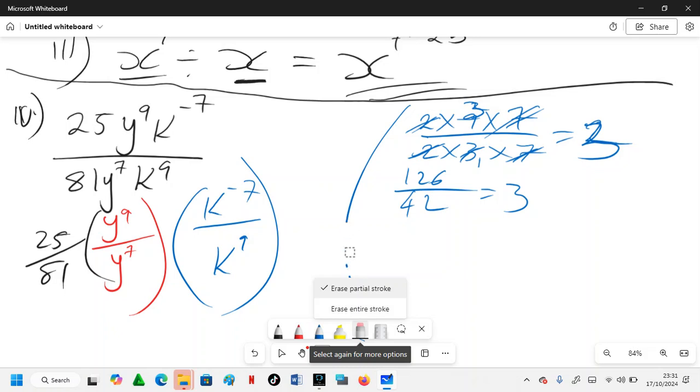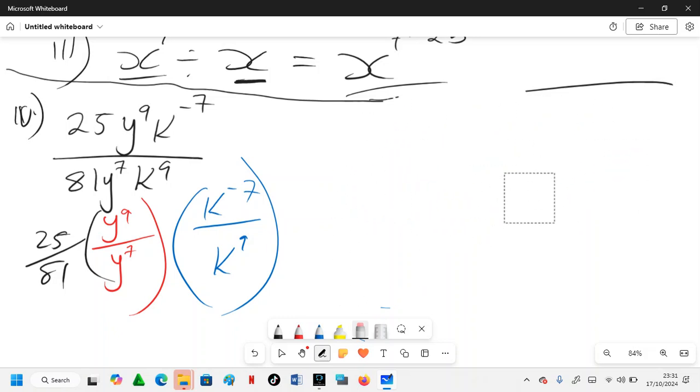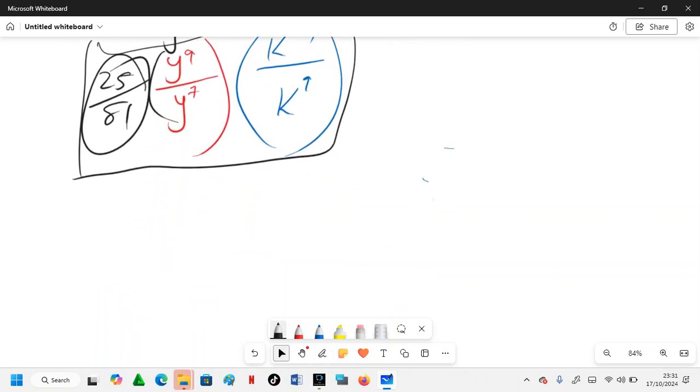See, I was just trying to show you that we can separate this, right? We can separate this so that we divide the like terms, okay? So for this one is simply going to be 25. Let's scroll a little bit.